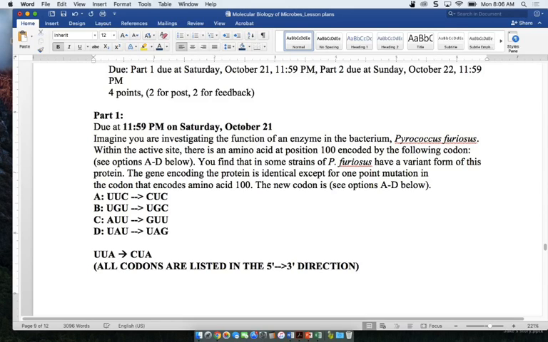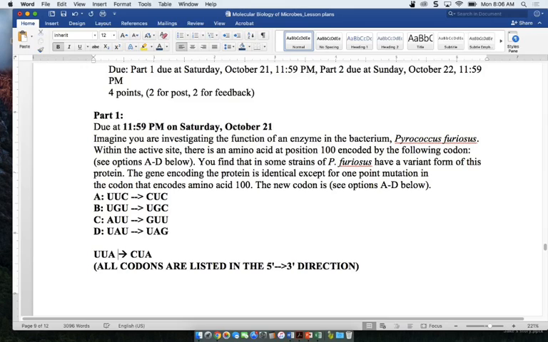So let's take a look at that. Let's go to C real quick. AUU to GUU. So what two amino acids are encoded by AUU and GUU? ILE and then VAL. So isoleucine and valine. And what I'm going to do is draw the structure of these two real quick. So there's the structure of those two.